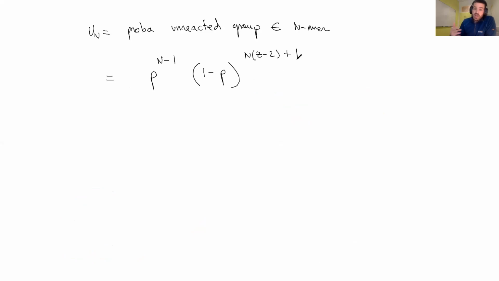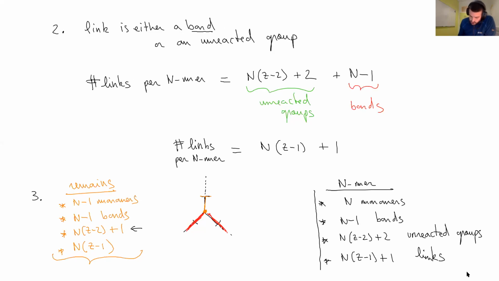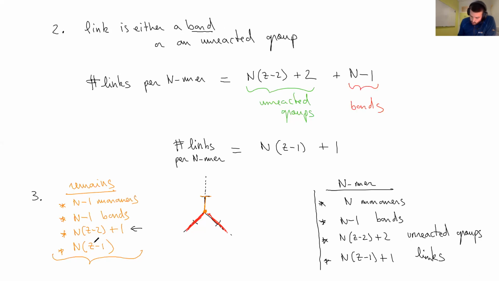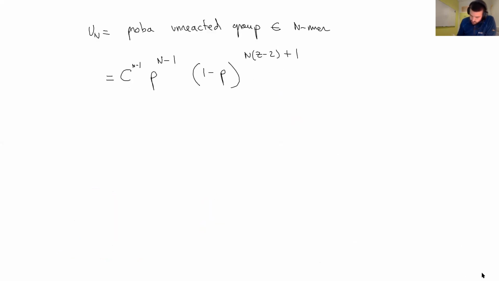And then how many ways do I have? I need to pick which are bonds and which are links. And so I need to pick the number of bonds, n-1, among the pool. The pool is the total number of links, -1 because I already have the orange one. So it's nz-1. Oh, sorry. I'm pretty tired.